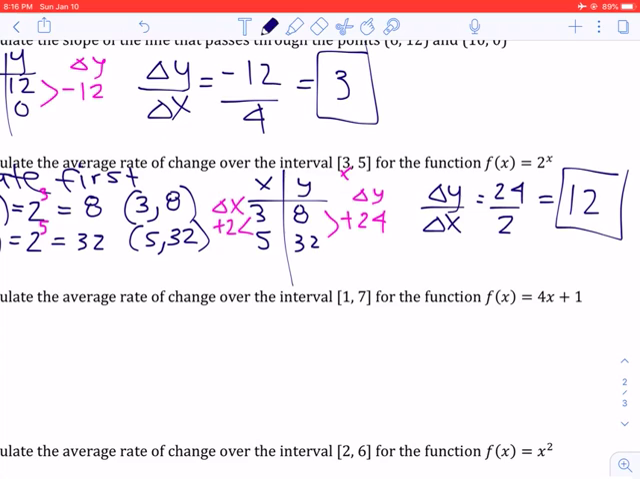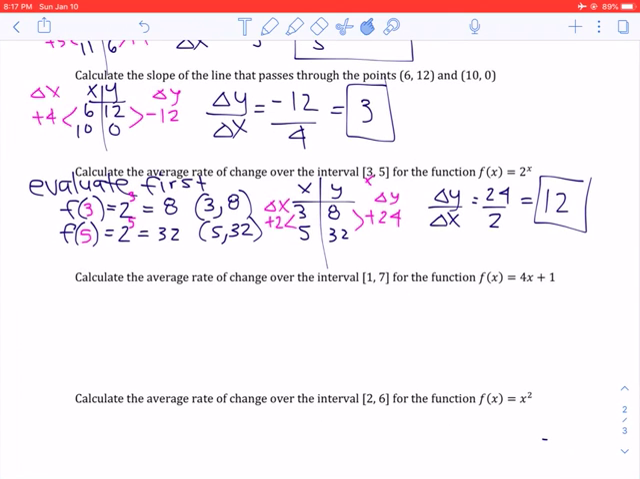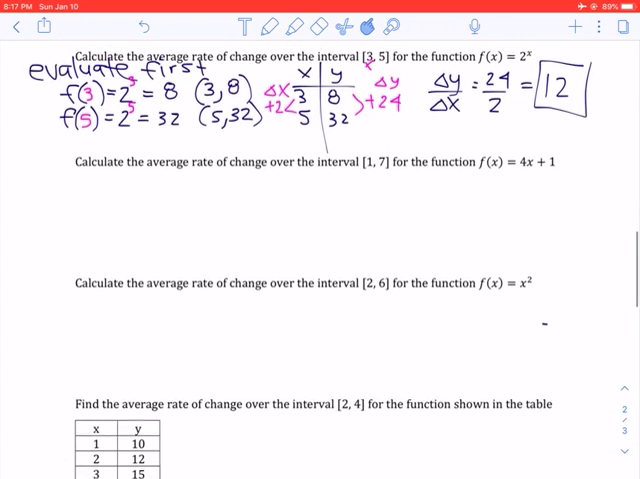So at some point, since this doesn't have a constant rate of change, I'm going to assume that at some point on this interval, it's growing faster than increasing by 12 over an interval of 1. And at some point, it's going a little bit more slowly, and that averages out to a rate of change of 12 on this interval.